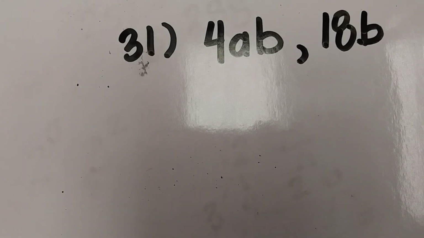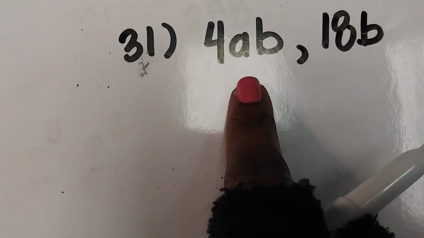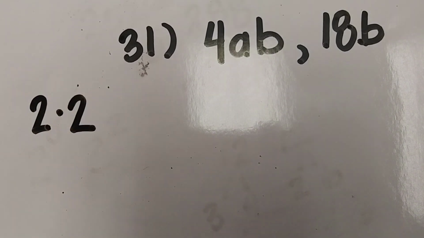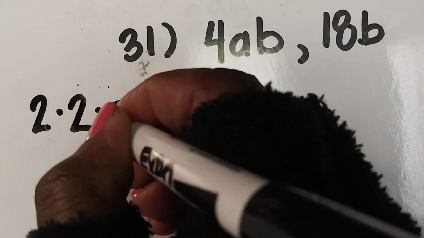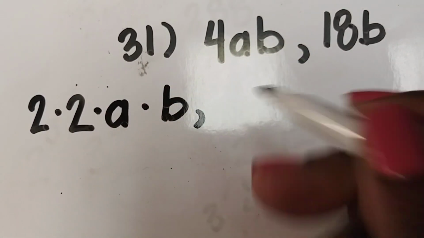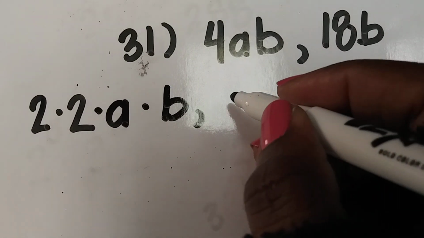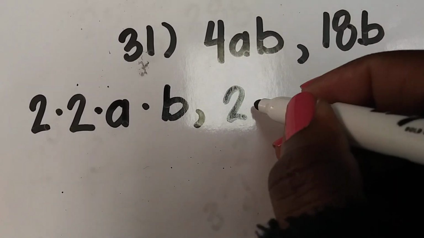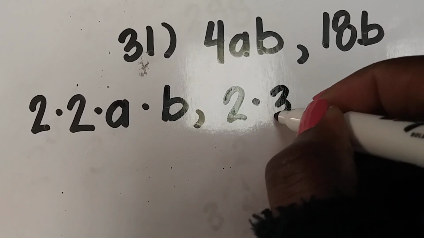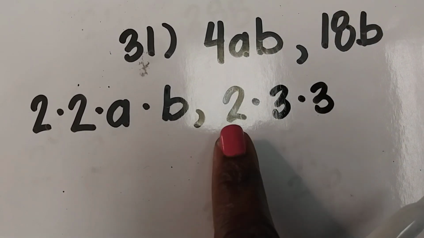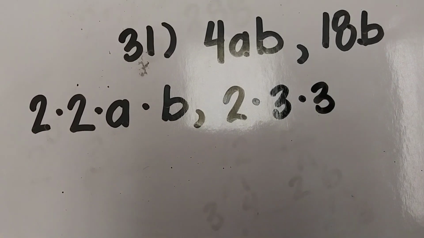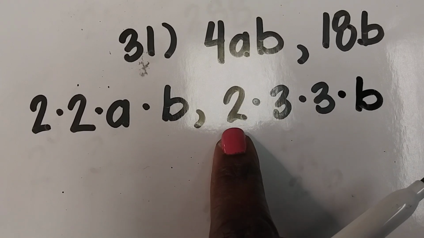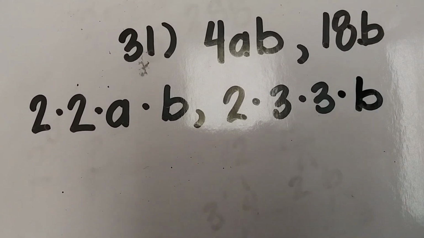Thinking back to those prime factorizations, if I break down 4, I know that 2 times 2 is 4. I have only one A and only one B. If I break down 18B, I know that 2 times 9 is 18. And if I break down 9, I know 3 times 3 is 9. So 2 times 9 is 18. I could have also said 3 times 6, and I would still get 18.